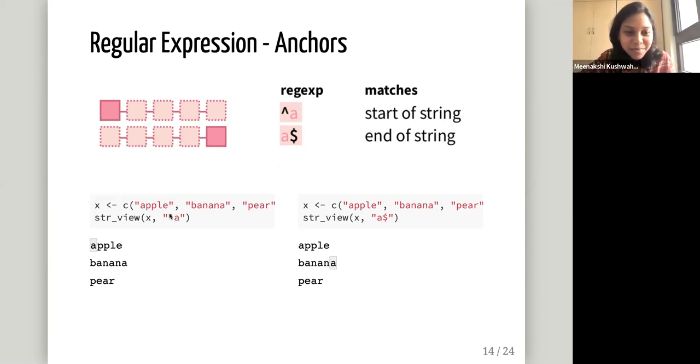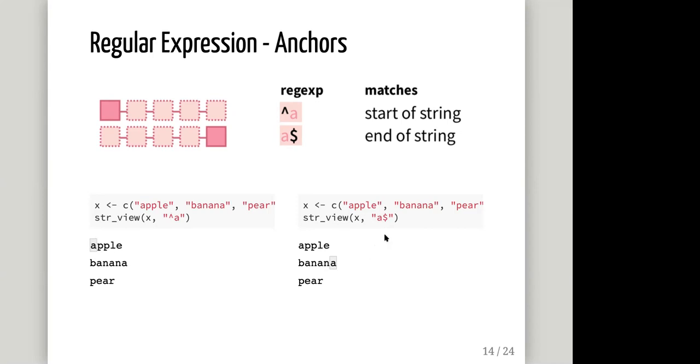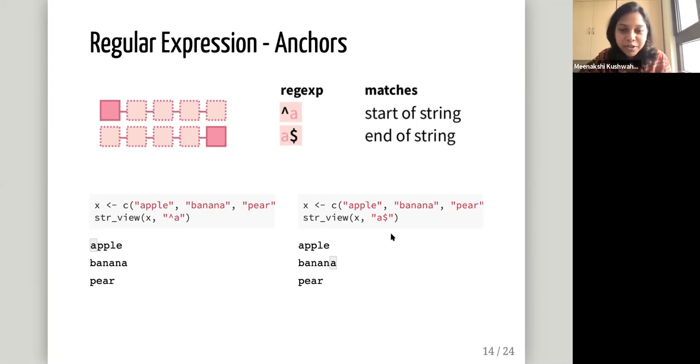Here are some examples. We have the same string, apple banana pear, and we want to look at words that start with A. Within double quotes, we use the caret and A. Similarly, for words that end with A, we use A with a dollar sign in double quotes. Remember, when we're ending, the dollar comes after the letter you're looking for, and when you're using the caret, it comes before the letter.